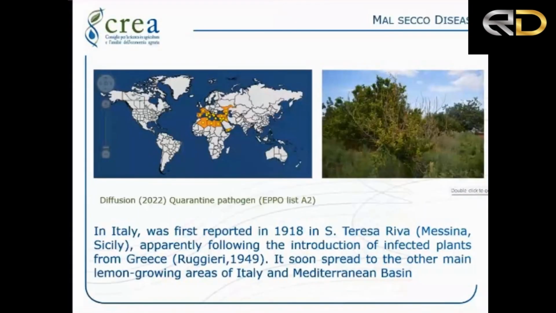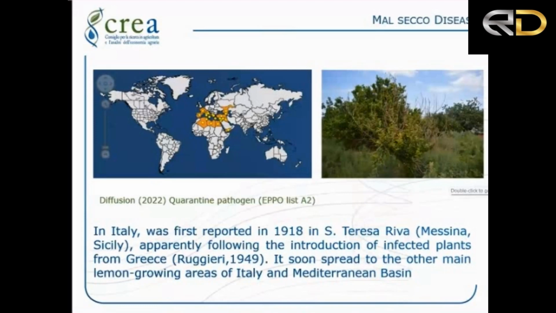I would like to say also a few words about the Malsecco disease, which is a very diffused and destructive disease which affects lemon. It appeared in the second half of the 19th century on a Greek Aegean island, but it was first reported in 1918 also in Sicily. Most probably the introduction of infected plants from Greece induced the diffusion of the disease also in this region. It soon spread in all the lemon growing areas of Italy and in the Mediterranean basin.